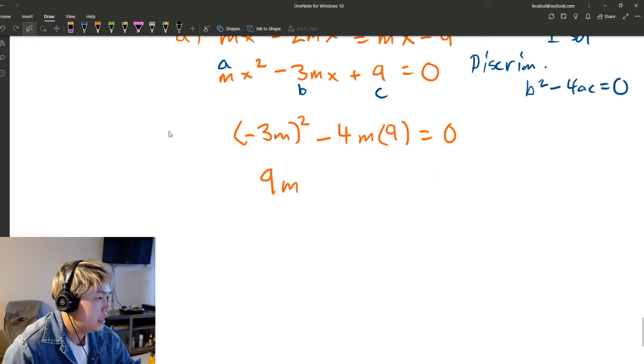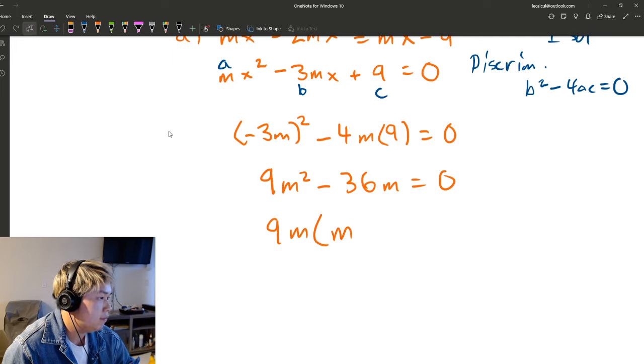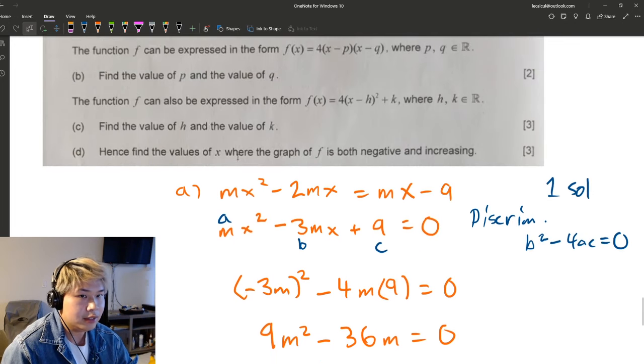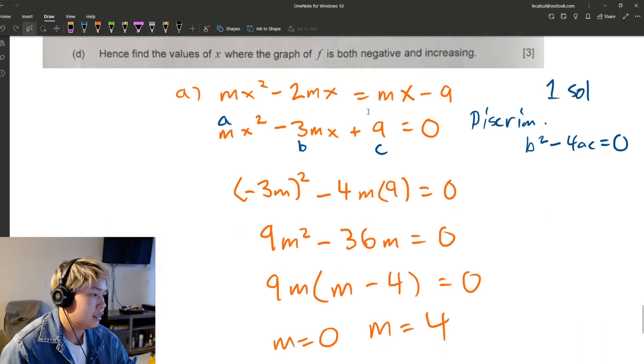So in other words, I have 9m squared minus 36m needs to equal 0. And then we need to solve for m, so we can just factor out an m. Actually, let's factor out 9m. So I get m minus 4. So you have two solutions. You have m equals 4 or m equals 0. But if it's m equals 0, then that's stupid. Because then you just have a function that is f of x is 0 everywhere. And then this one, y equals negative 9. And that actually doesn't meet each other anywhere. So we reject this answer.